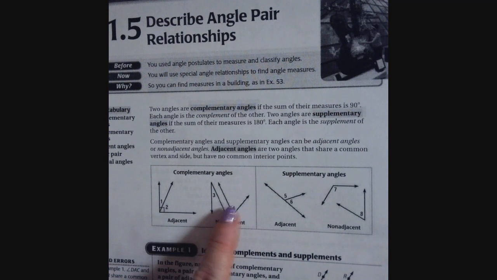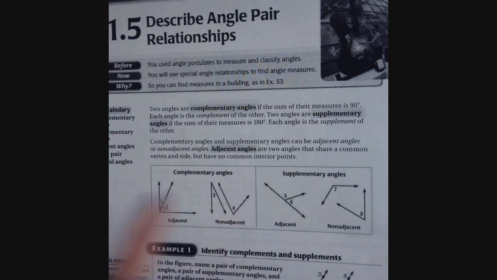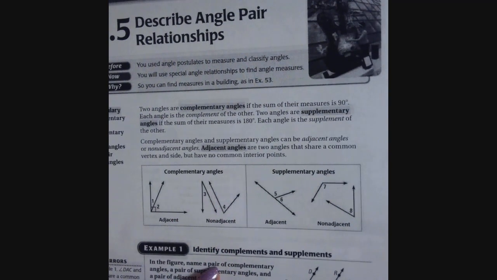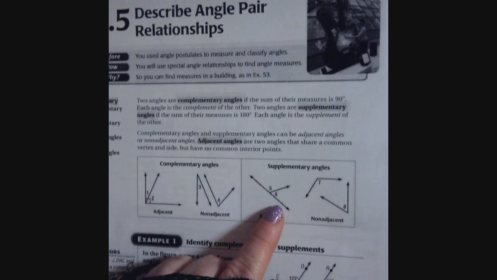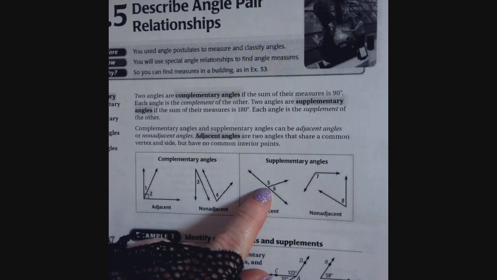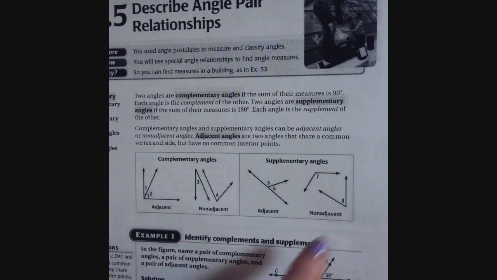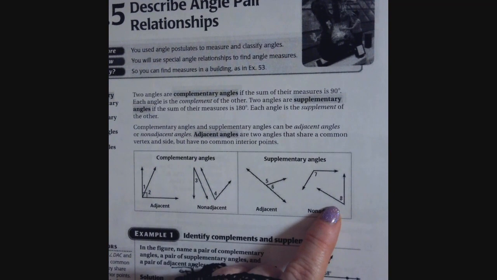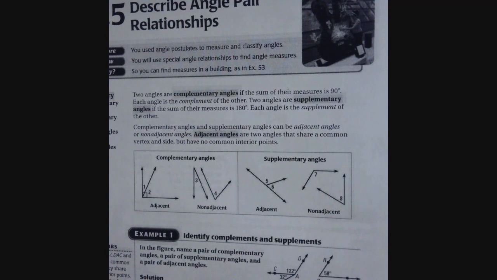These are also complementary angles. That means they both add up to 90, but they're non-adjacent. So they have different measures, this could be 50, this could be 40. However, it adds up to 90. Again, supplementary angles, these are adjacent. You can see they share the same vertex here. And then this is an example of non-adjacent angles that add up to 180.